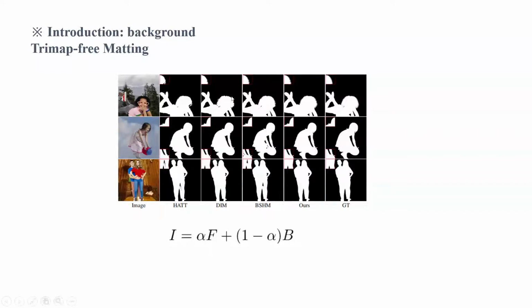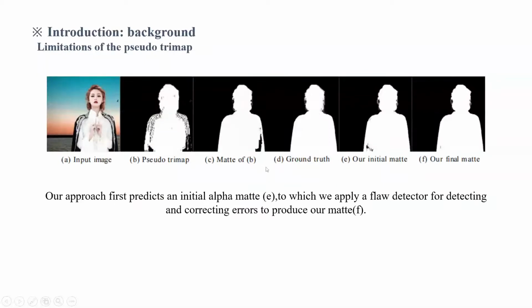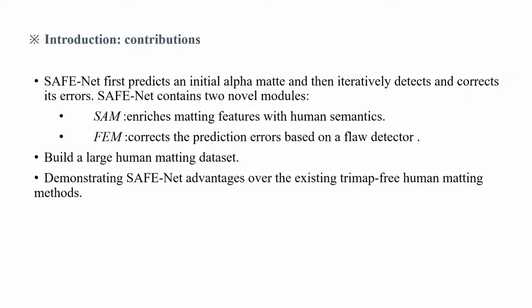Addressing human image matting without trimap is very challenging. The latest methods rely on estimating a segmentation map or a pseudo-trimap to constrain the matting process. However, their matting accuracy is typically affected by the errors in these auxiliary maps. Motivated by recent flaw correction approaches, we propose a novel neural approach to address this problem. We first train a model to directly compute an initial matte, of which the errors are further detected by a flaw detector and corrected by a refinement process.